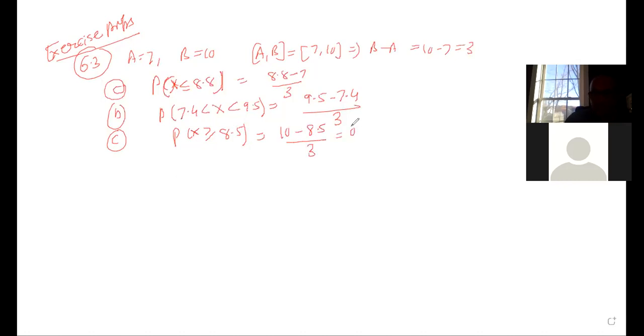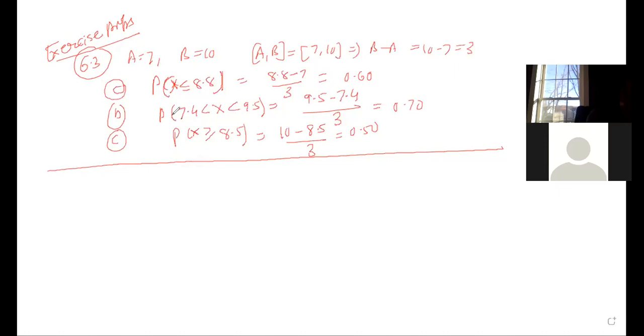And whatever you're going to get, this is 0.50. That is the answer, right? Here you're going to get 9.5 minus 7.4, so 2.1 divided by 3, and that is 0.70. And here it is 8.8 minus 7, so 1.8 divided by 3, and that is 0.60. So that's how you can solve the examples based on, I would say, the rectangular distribution.